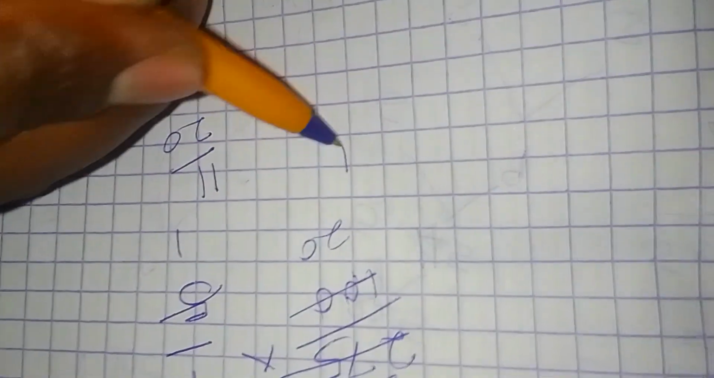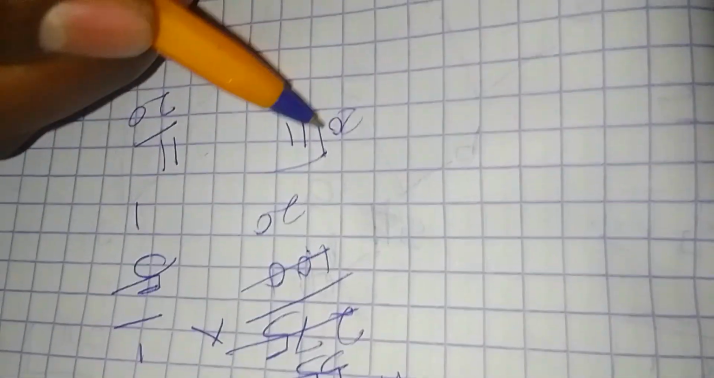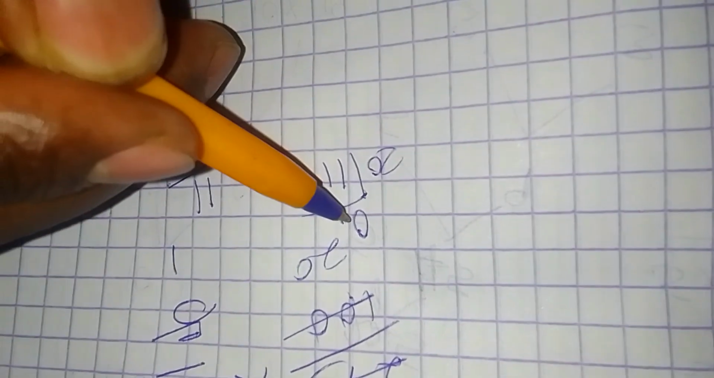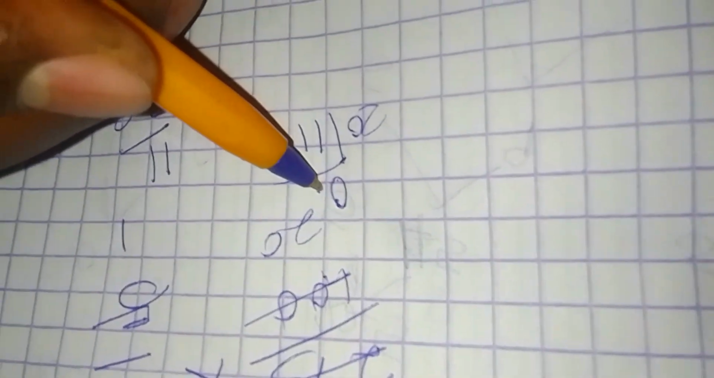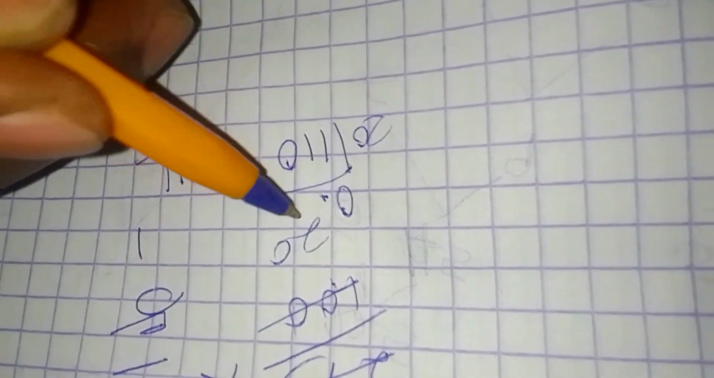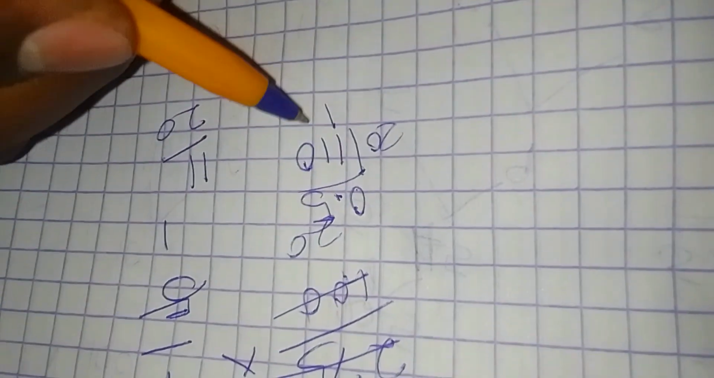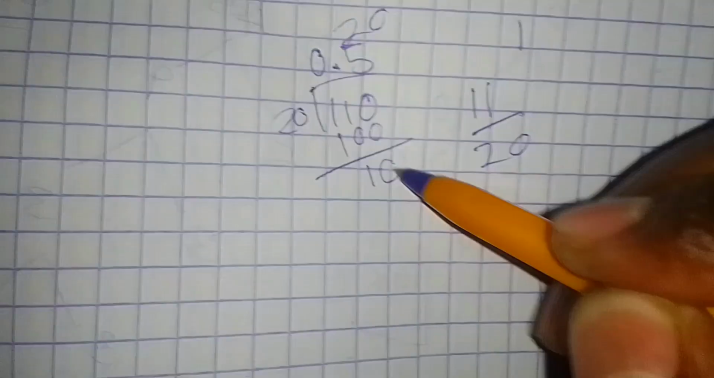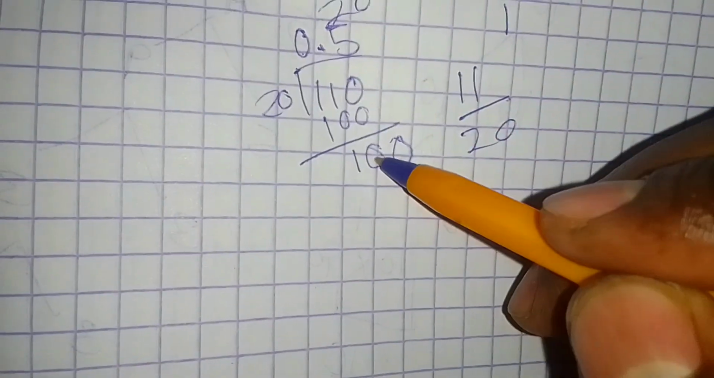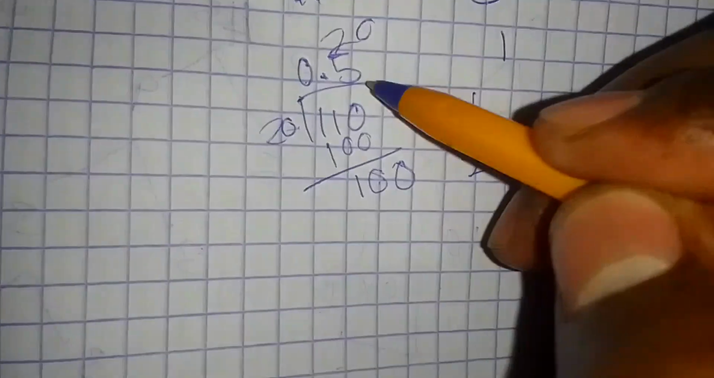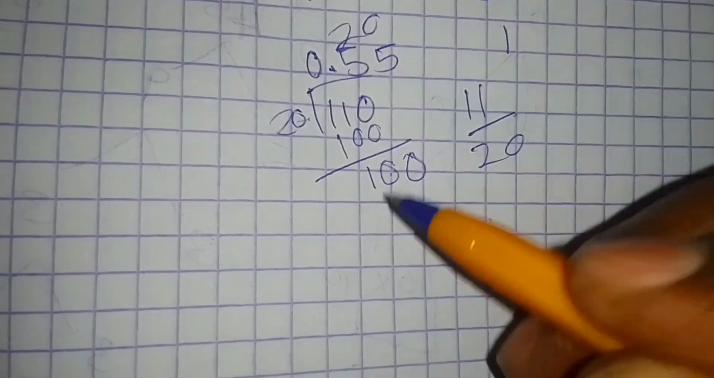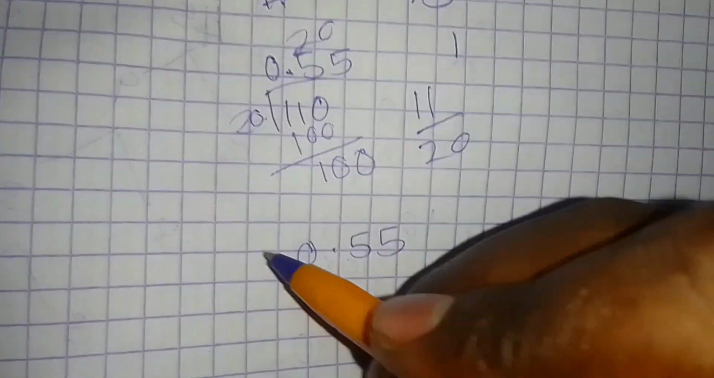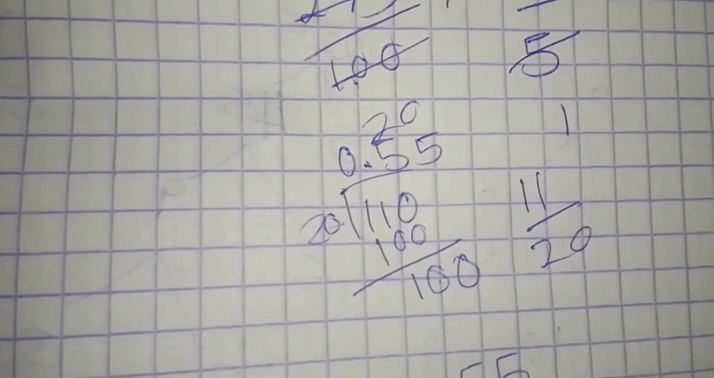11 divided by 20, what do we get? It becomes 0 point, because you put there a 0 and a decimal point, and then you add a 0. So it becomes 5 because of 100. 10, you add a 0. 100 divided by 20 becomes 5. So our answer is 0.55. That is how you work it out.